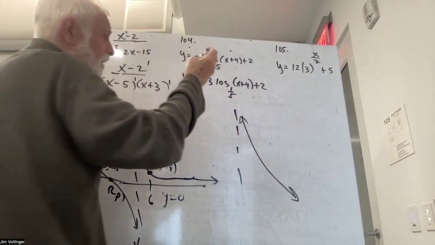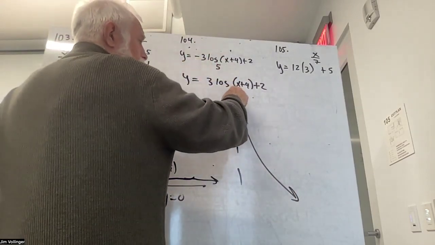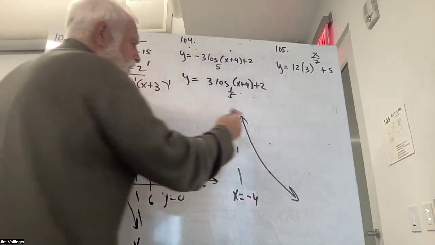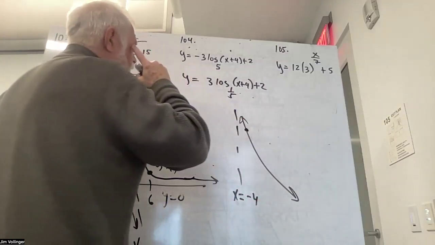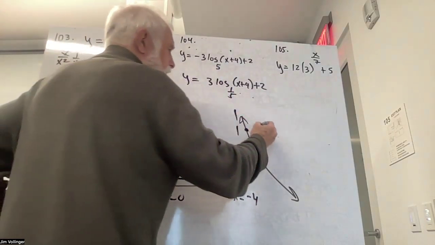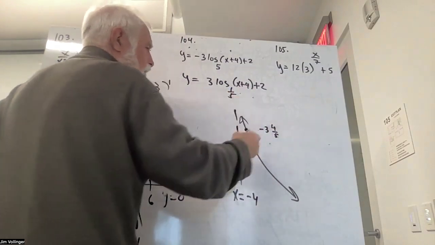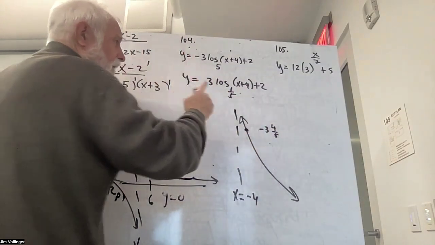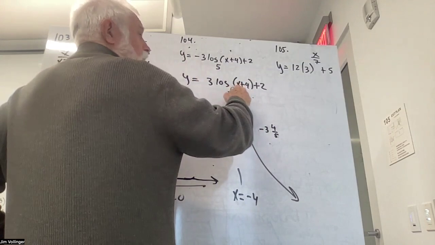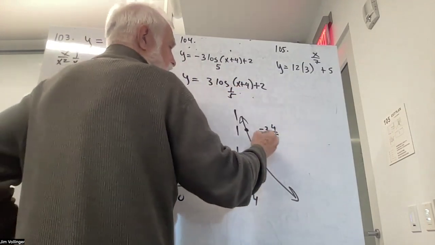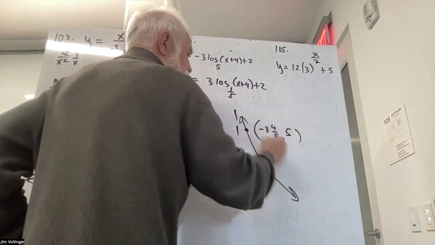And so I'm going to plug in a number close to 4, but this is -4. All right, so I'm going to pick -3 and 4/5. When I add 4, I get 1/5. And 1/5, what exponent gets me 1/5? 1. 3 plus 2 is 5. So -3 and 4/5 gets me 5.